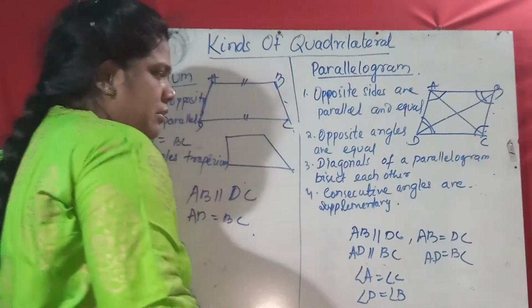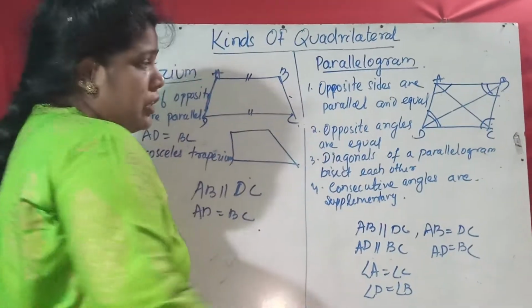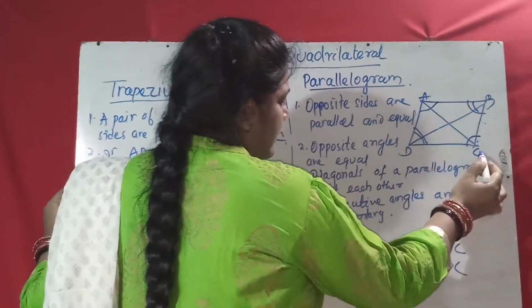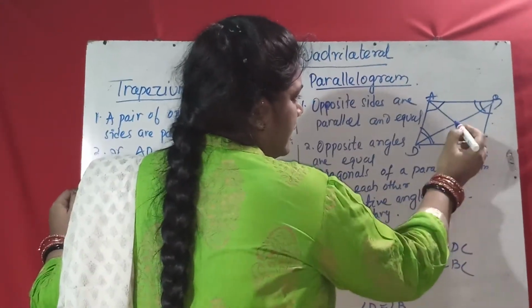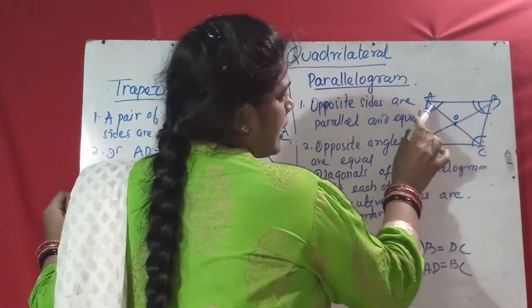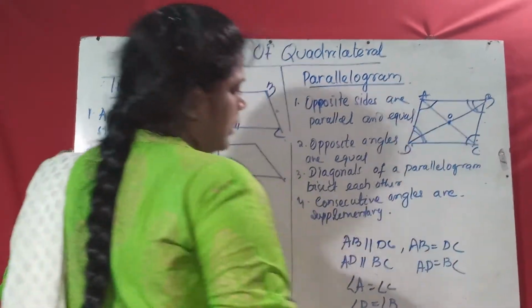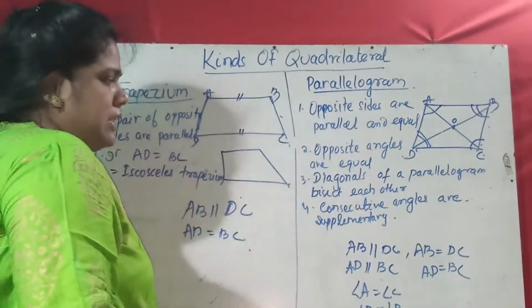Another one is that the diagonals of a parallelogram bisect each other. The diagonals are AC and BD, and they bisect each other. Suppose the intersection point is O, then AO equals CO and DO equals BO. That means they bisect each other.